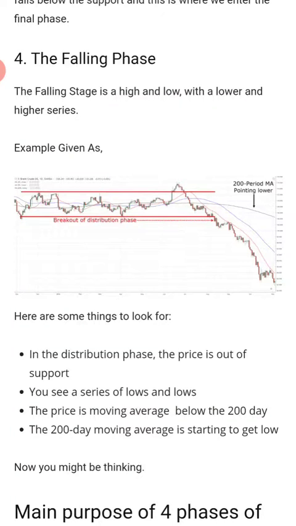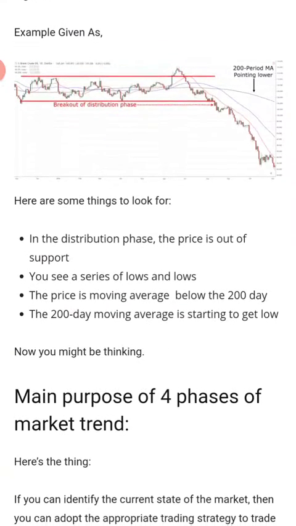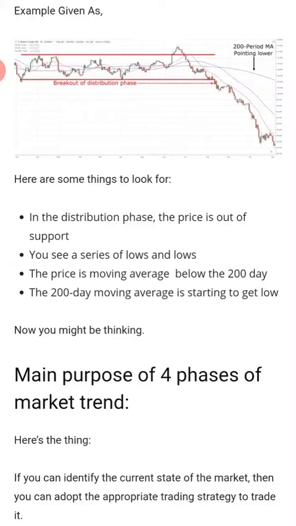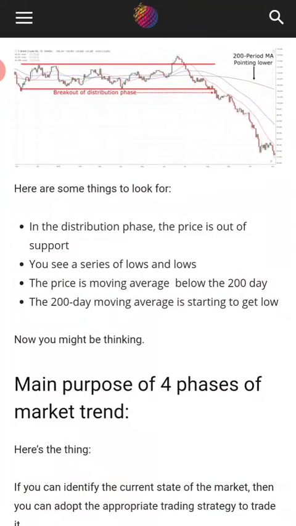The falling phase is a series of lower highs and lower lows. The price breaks out of the distribution phase and the 200-day MA is pointing lower. In the distribution phase, the price is out of support. You see a series of lower lows. The price is below the moving average, and the 200-day moving average is starting to go lower.